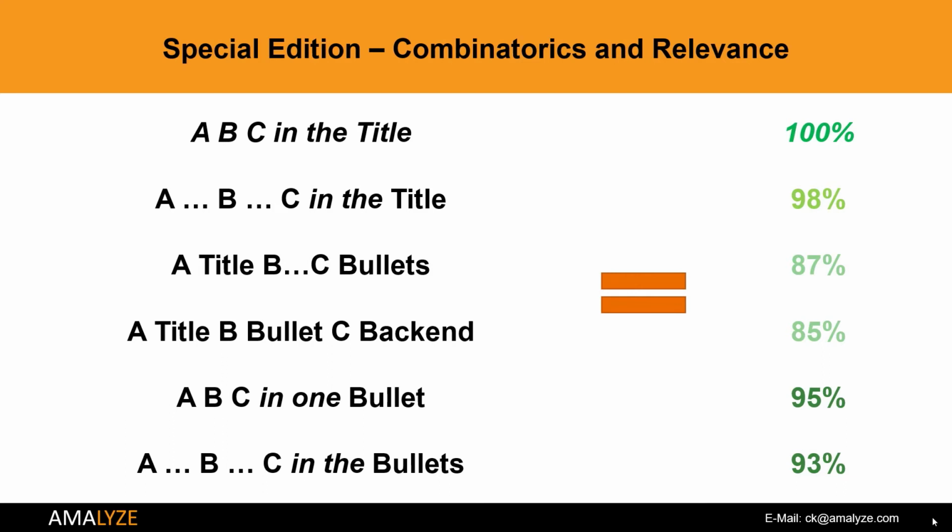If you're using A in the title, B and then C in the bullets, only 87%. If you're having A in the title, B in the bullets, C in the backend, 85%. You're losing relevance, okay? If you're putting A, B, C in one bullet point, your relevance is much higher. If you're putting A, B, C in different bullet points, yeah, you have 93%. That is more than the rest, like A in the title, B, C in the bullets.